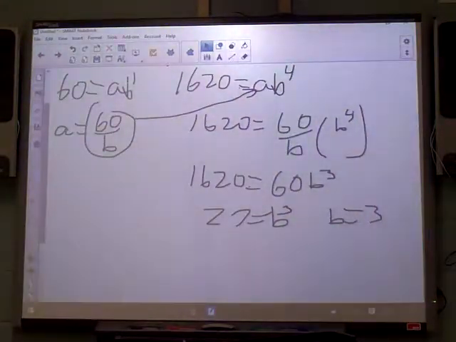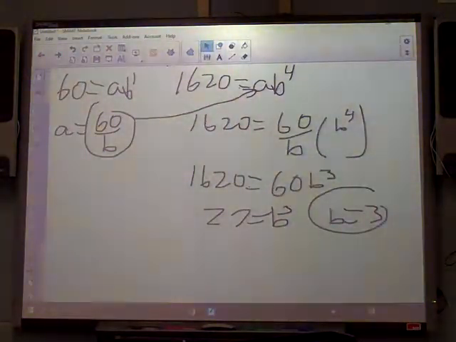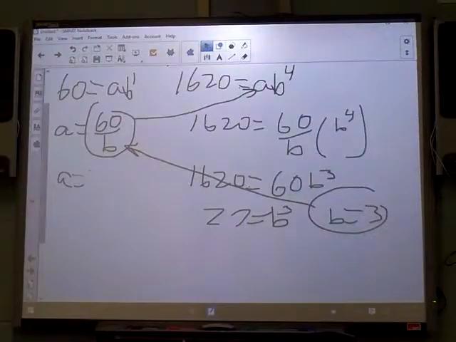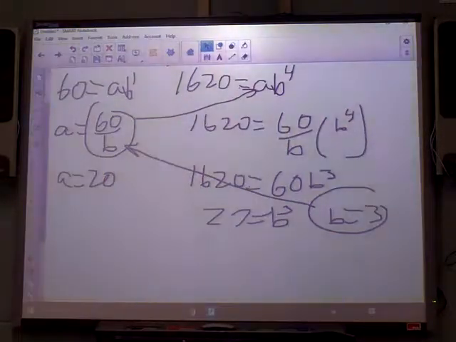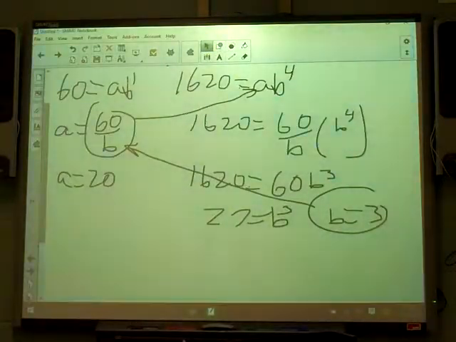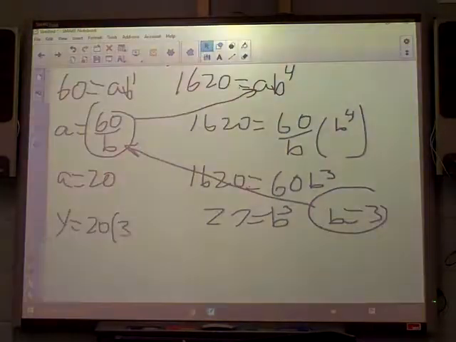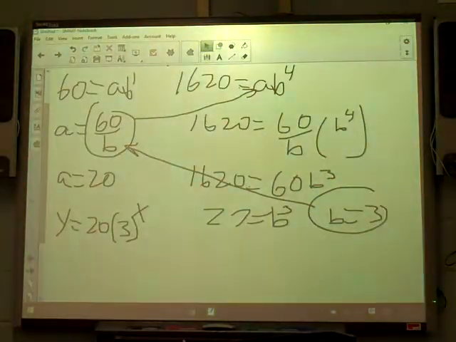Now we take that back over here and plug it in to figure our a out. 60 divided by 3 means our a is 20. So for our first answer on number 20, our equation is y equals our a, which is 20, times our b, which is 3, to the x. So there's your first answer on number 20.